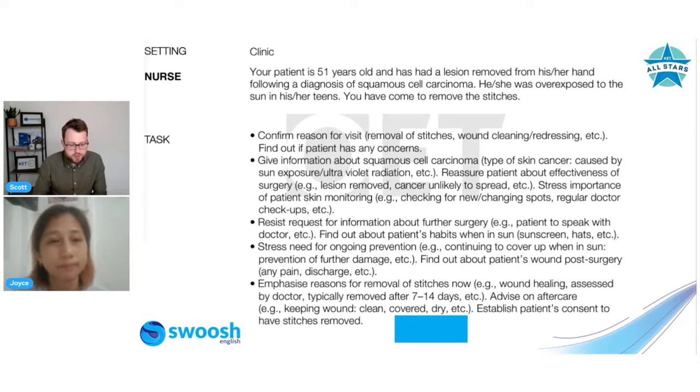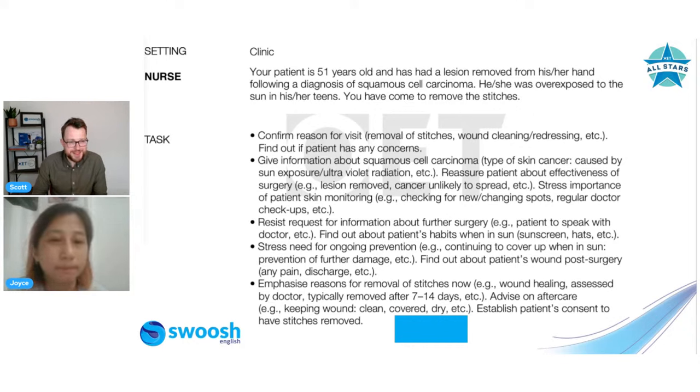Okay, that's good to know. I'm happy to hear that it's not dangerous. And I'm happy also to hear that the surgery went effectively. Does this mean I'll need to have more surgery in the future? At this point, Scott, I'm not at liberty to tell you about further surgery. Would you mind telling me your habits when you're out in the sun?